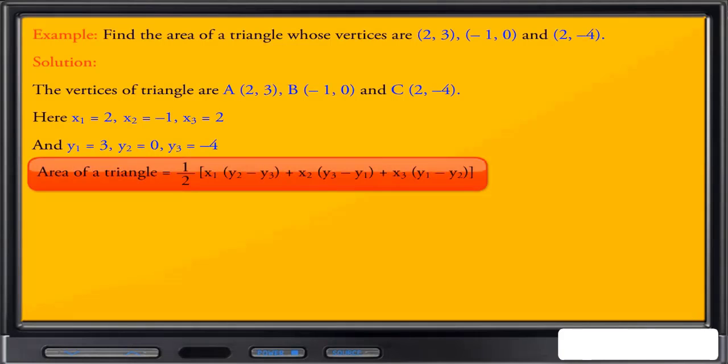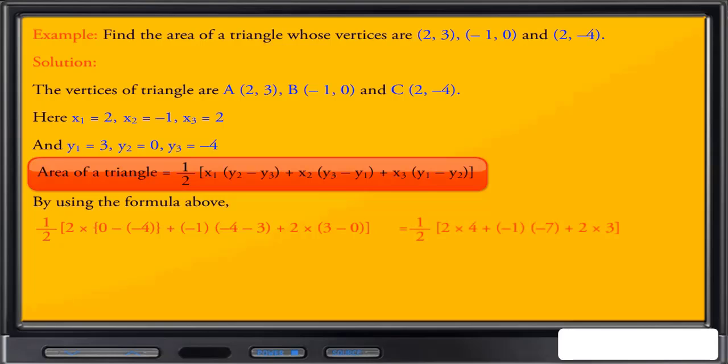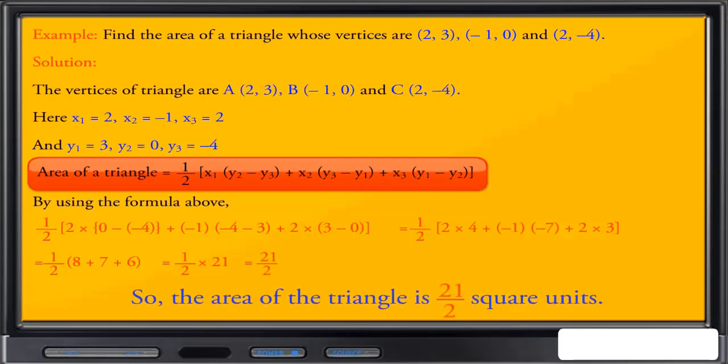We also know the area of a triangle is equal to 1/2 into [x1 (y2 - y3) + x2 (y3 - y1) + x3 (y1 - y2)]. By using the formula above, we get 1/2 into [2 (0 - (-4)) + (-1)(-4 - 3) + 2 (3 - 0)], which is equal to 1/2 into [4... + (-1)(-7) + 2 (3)]. This gives 1/2 into (8 + 7 + 6) is equal to 1/2 into 21 is equal to 21/2. So, the area of the triangle is 21/2 square units.